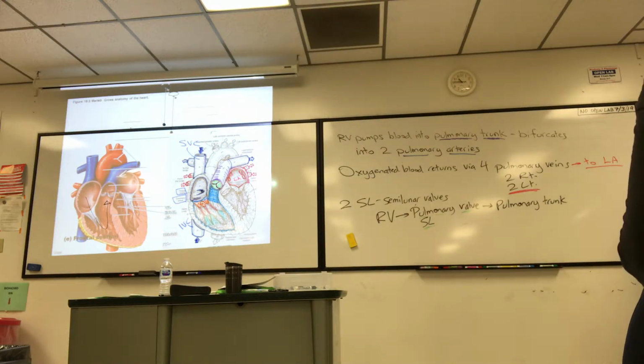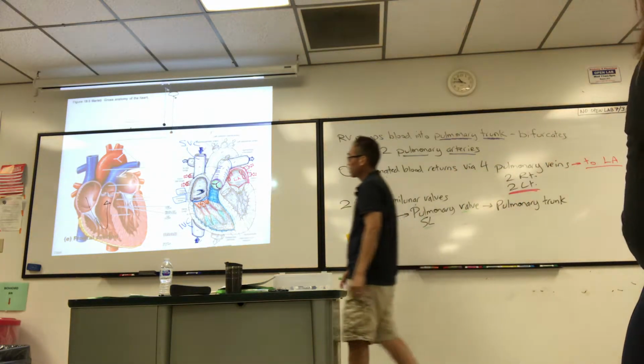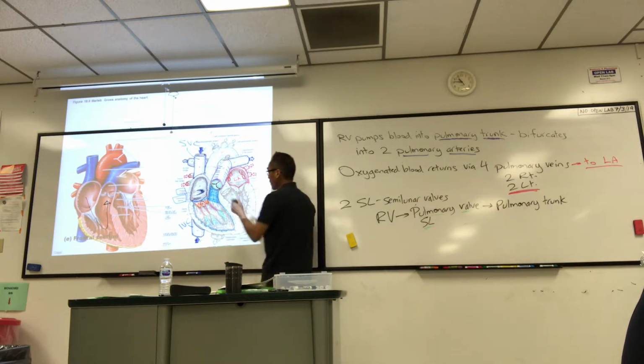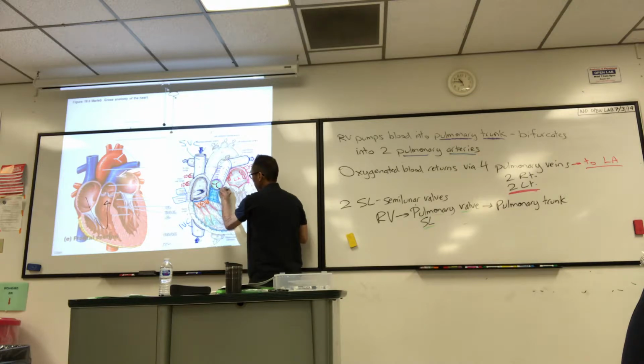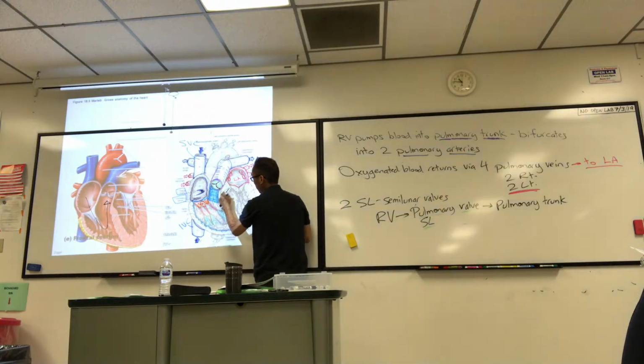The other semilunar valve is right there. It's kind of hiding. It's difficult to see. It's the aortic semilunar valve. I'll use the same color. It's right there. I think I'll kind of just color it in here.